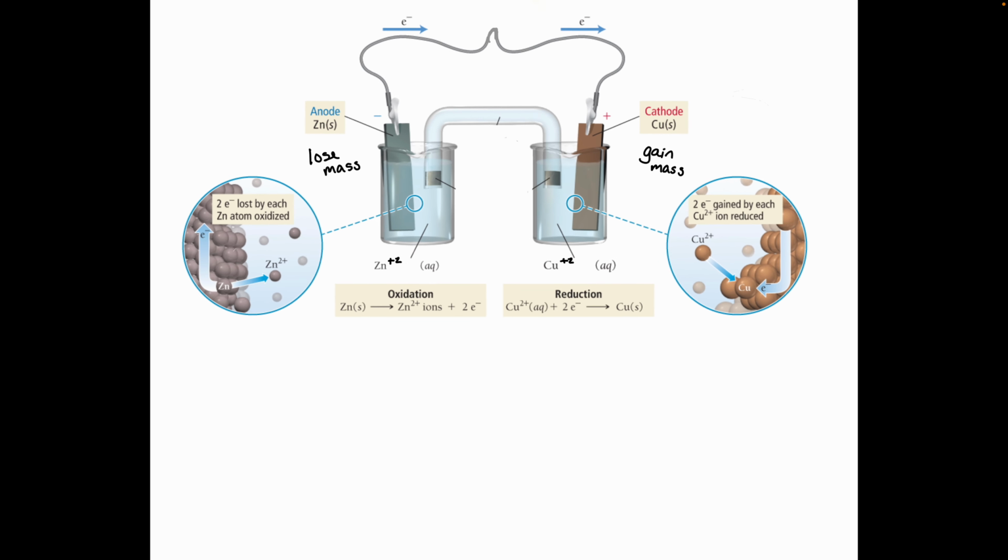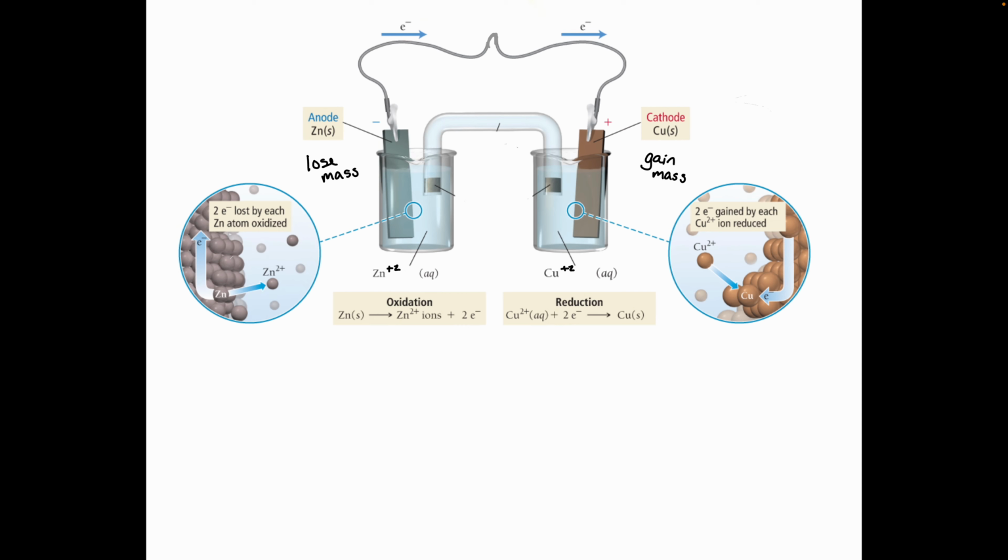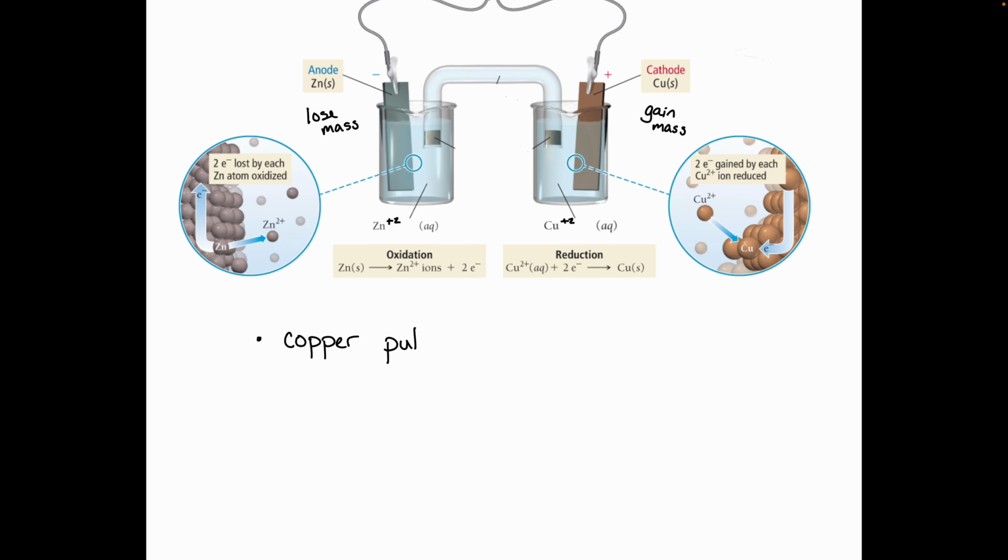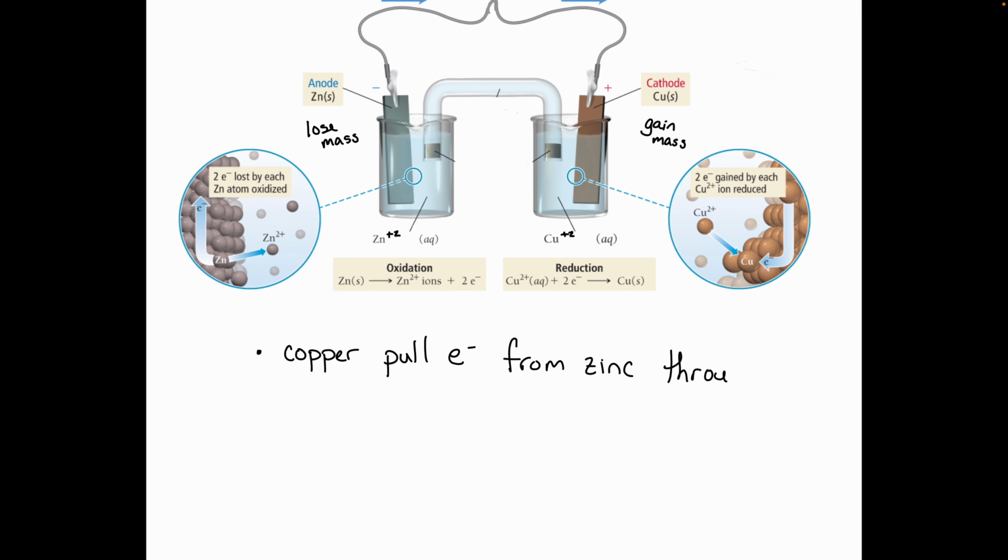Okay, so importantly, let's kind of summarize here. All right, what's going on in our battery is that copper is again pulling those electrons from that zinc, just like we saw before. But the crazy thing is that this is happening through that wire, right? That potential exists even though these two are physically separated in space.